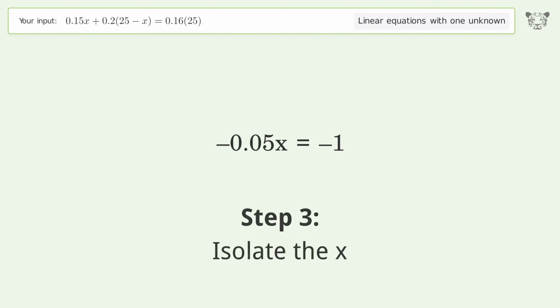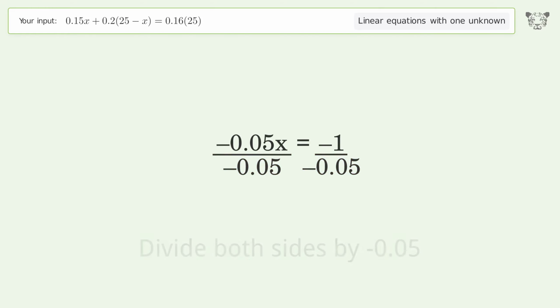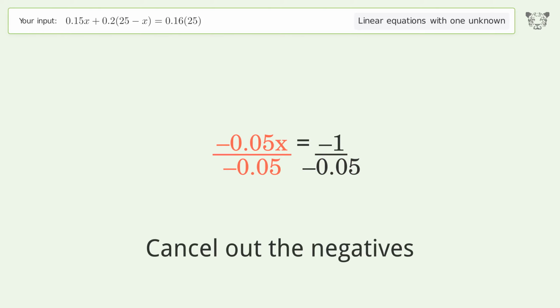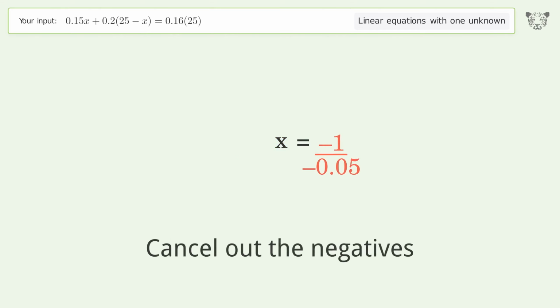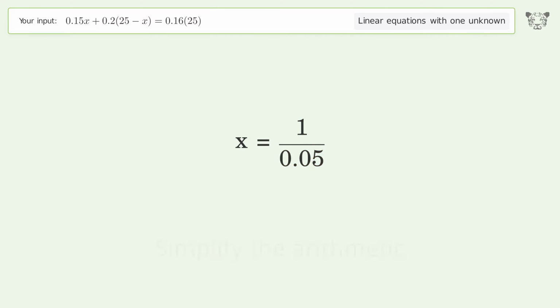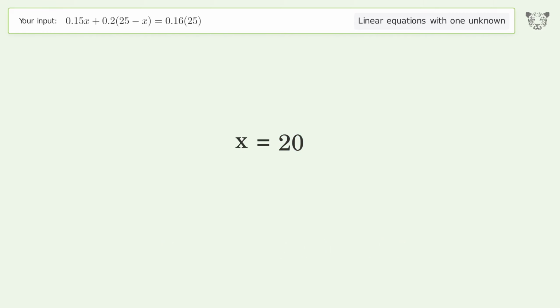Isolate the x. Divide both sides by negative 0.05. Cancel out the negatives. Simplify the arithmetic. Cancel out the negatives. Simplify the arithmetic. And so the final result is x equals 20.